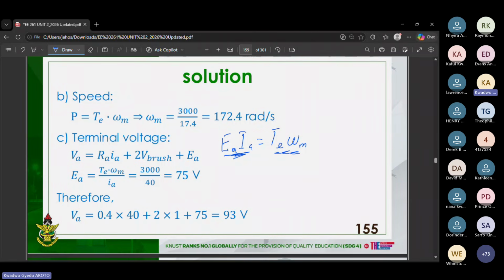What do you mean? You were saying electromagnetic. I mentioned electromechanical. Let me take it over again. What I said was that for electromechanical energy conversion, electromagnetic power, PE, must be equal to mechanical power, PM. That's what I said. Are we okay now?